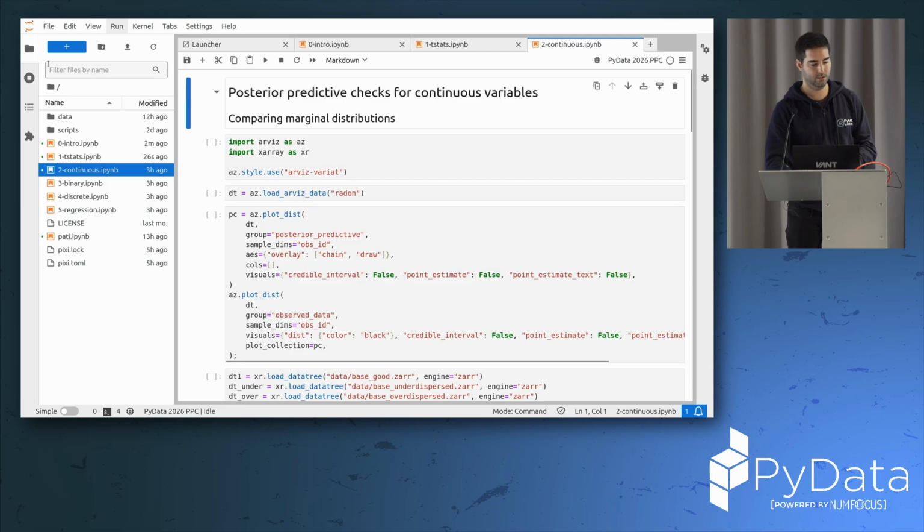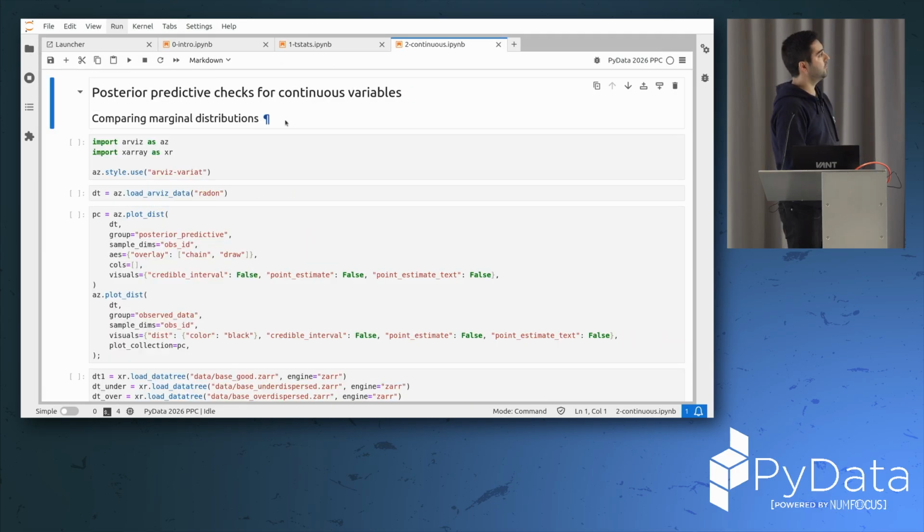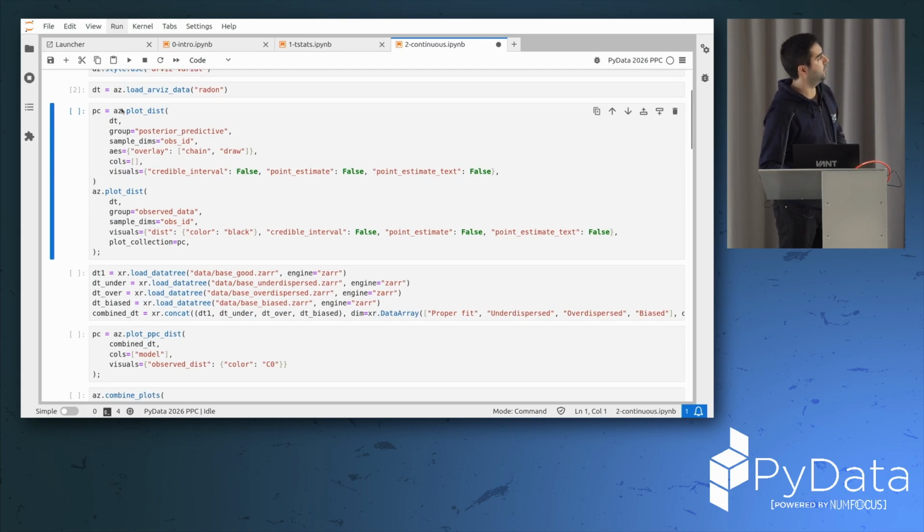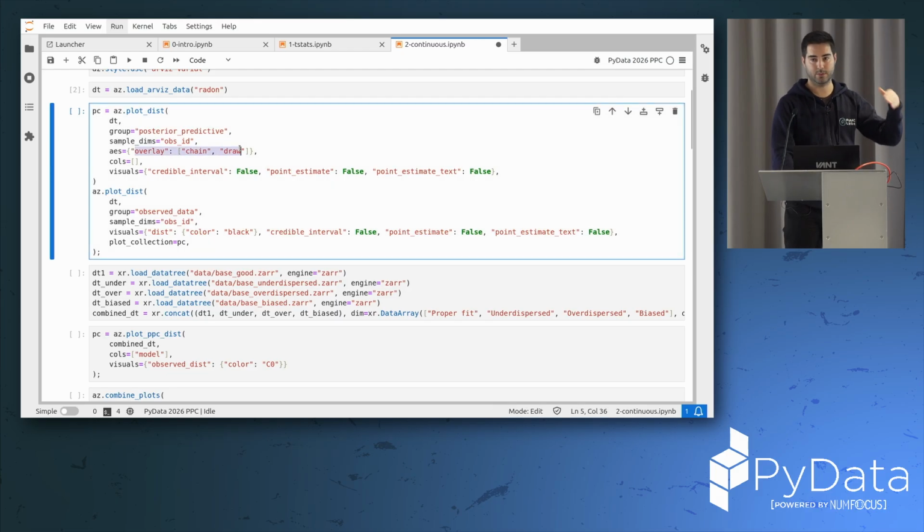So what we usually fall back to is comparing marginal distributions directly. We take the posterior predictive and then we overlay samples for each chain and draw combination. So we'll draw 2,000 lines, one over the other, generating these marginal distributions over the whole observed space. And then we'll do the same. Here there's no overlay because there's only one, which is the actual observations, and I'll put it in black.